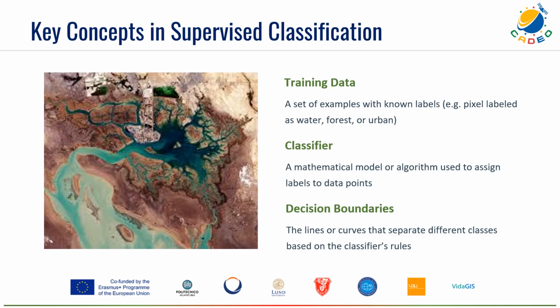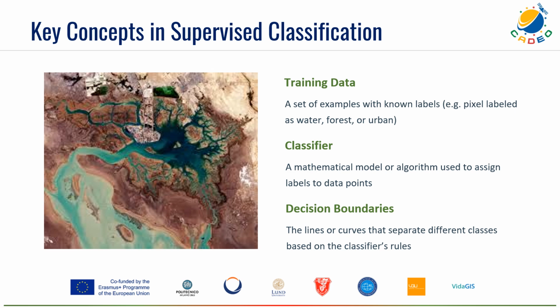There are some key concepts in supervised classification. First is training data. This is a set of examples where each example is associated with a known class. For instance, in remote sensing, we might have pixels labeled as forest or urban.